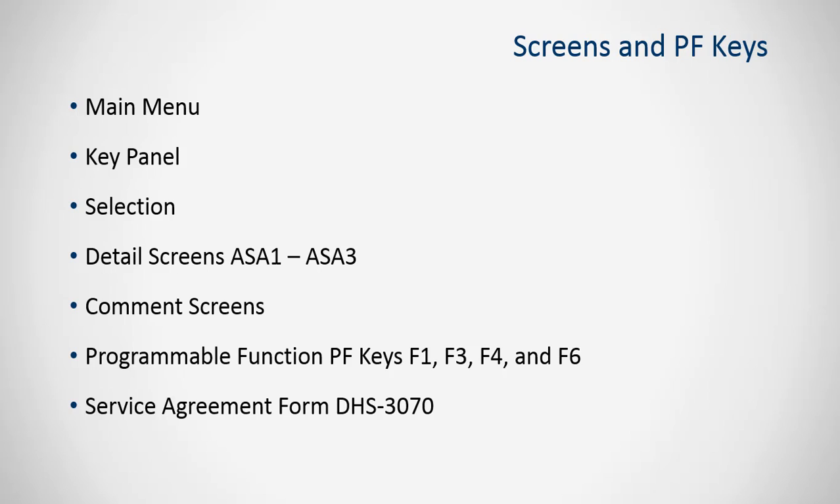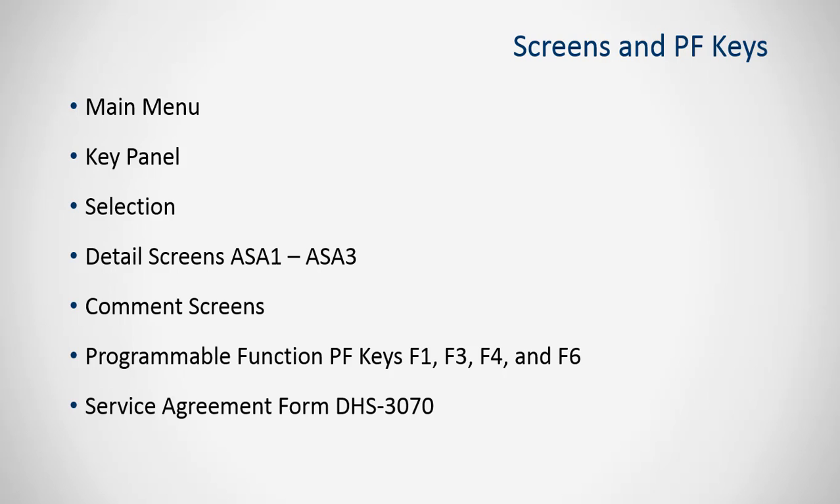The screens we will review in the order they will appear are Main Menu, Key Panel, Selection, Detail Screens ASA 1 through ASA 3, and Comments. I will use the F1, F3, F4, and F6 keys. A copy of the Service Agreement Form DHS 3070 is found at the beginning of Chapter 3 in the manual, or on eDocs, to follow along if you wish.